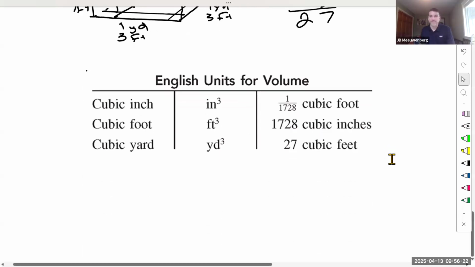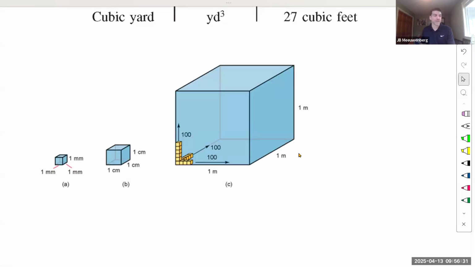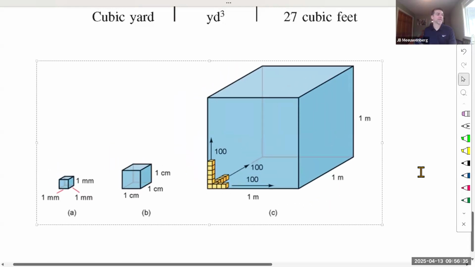We can also measure volume in the metric system. And just like we did before, there are somewhat standard or common measurements used in the metric system. Here are a couple of those examples.